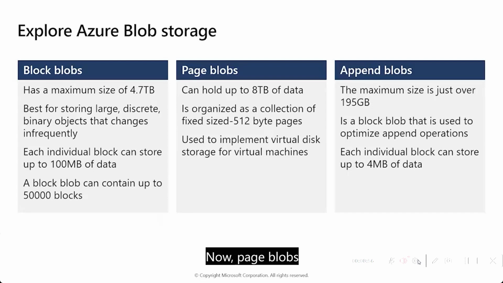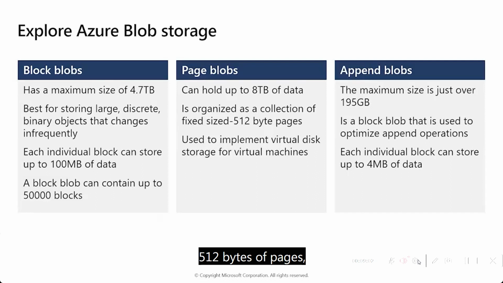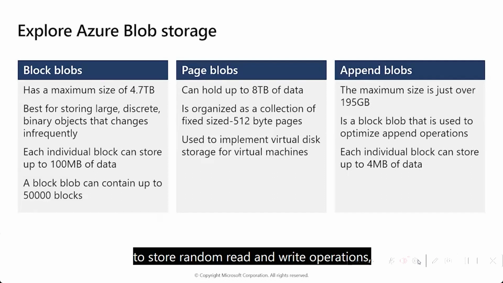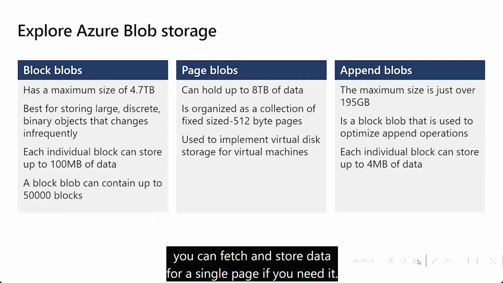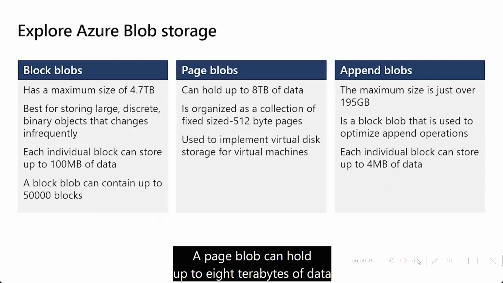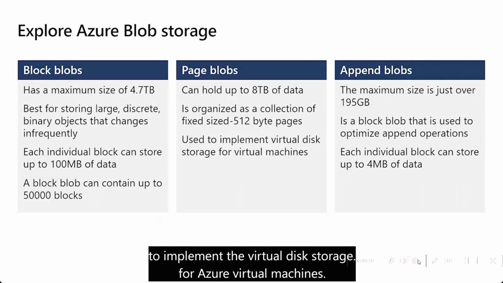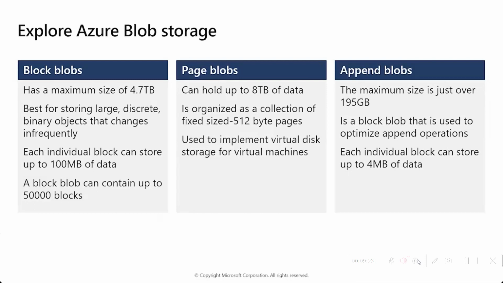Now, a page blob is organized as a collection of fixed size 512-byte pages. And so a page blob is optimized to store random read and write operations. You can fetch and store data for a single page if you need it. A page blob can hold up to 8 terabytes of data. And so Azure actually uses page blobs to implement the virtual disk storage for Azure Virtual Machines.